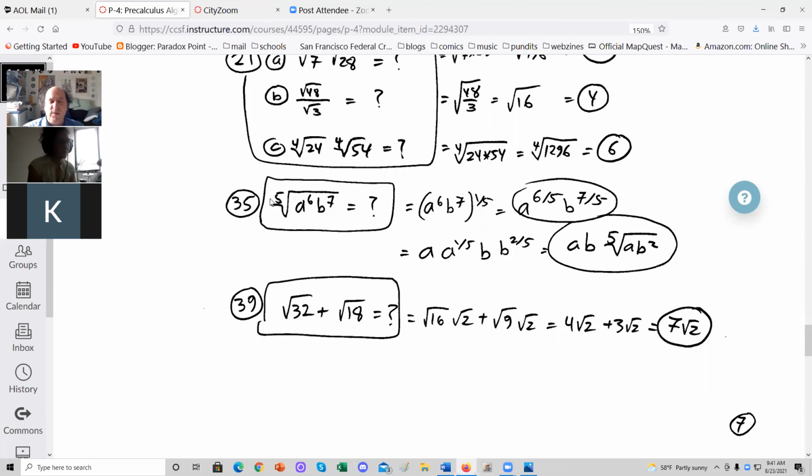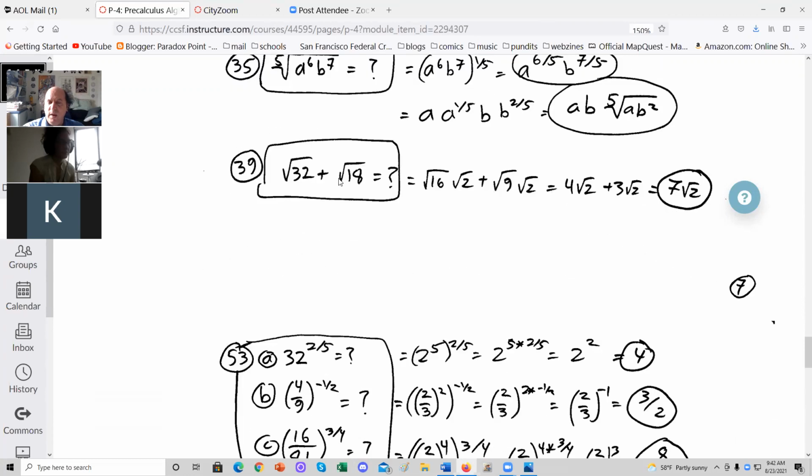Here is a fifth root of a to the 6 times b to the 7th. We'll write a fifth root as a 1/5 power. We'll distribute over the product, a to the 6/5 times b to the 7/5. Now 6/5 is 1 1/5. 7/5 is 1 2/5. So we write that as all this. You get ab times fifth root of ab squared.